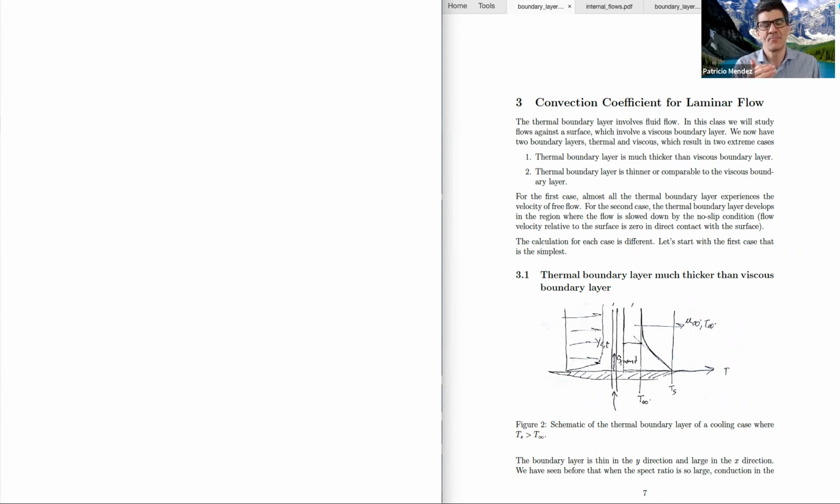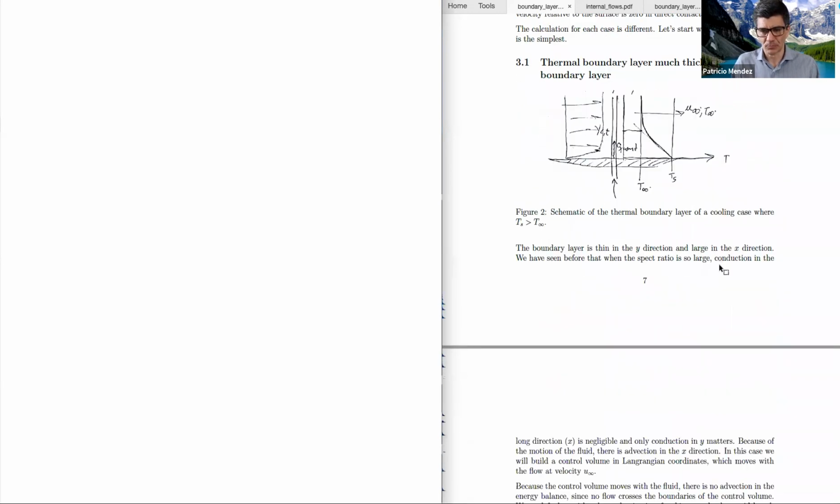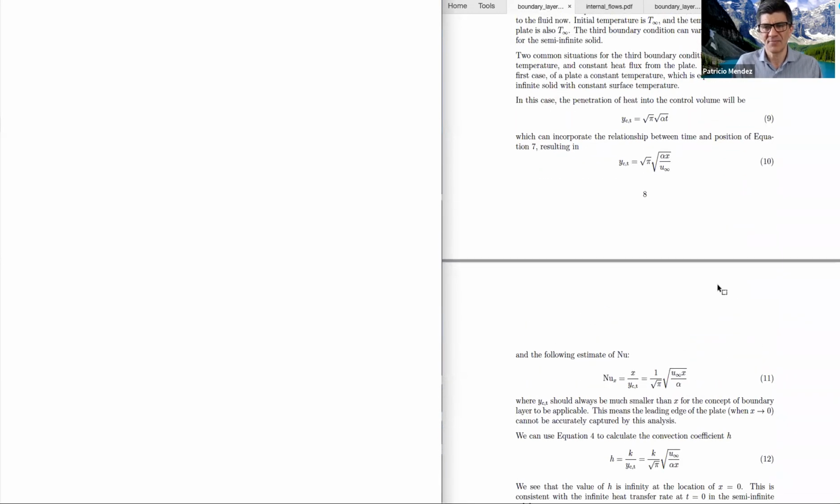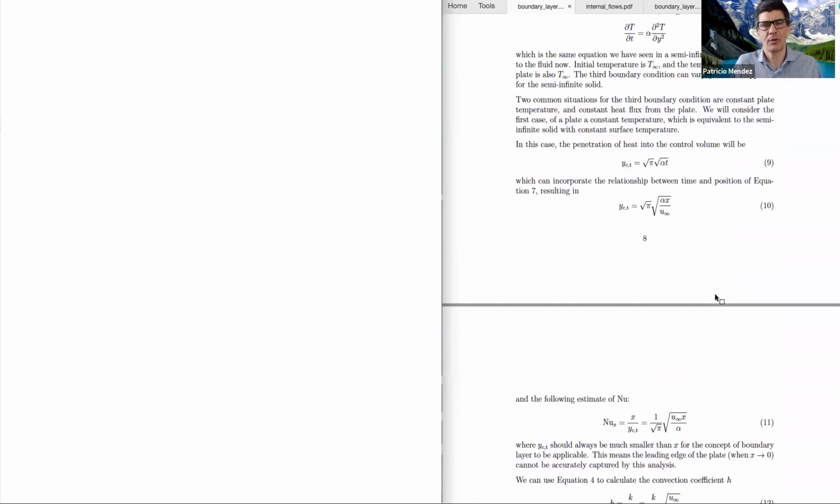So the challenge now is to say, given a boundary layer, I can calculate h, the convection coefficient. So what is the thickness of that boundary layer? That's all we are doing these days. And so we said, okay, in the case of molten metals, we can calculate it, assuming that the molten metal that is flowing behaves like a semi-infinite solid, because there is a lot of heat transfer, because it's very conductive, but it's not so viscous.